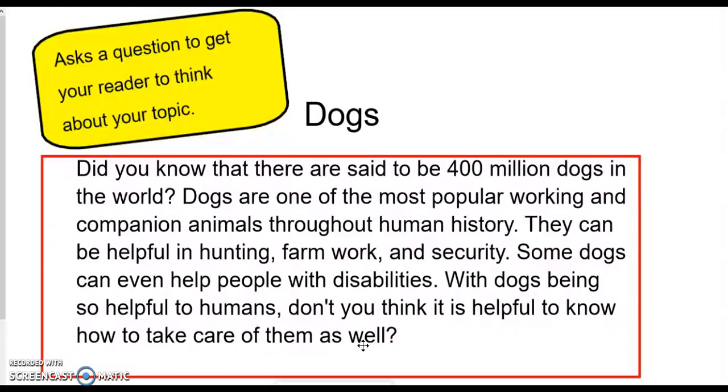So this introduction paragraph captures the reader's attention by asking them a question that makes them start thinking about the topic. It does both parts of capturing our attention and telling us that we are going to be reading about dogs.